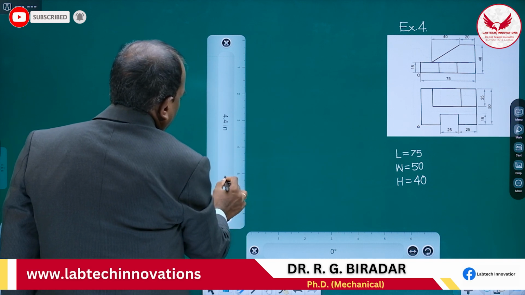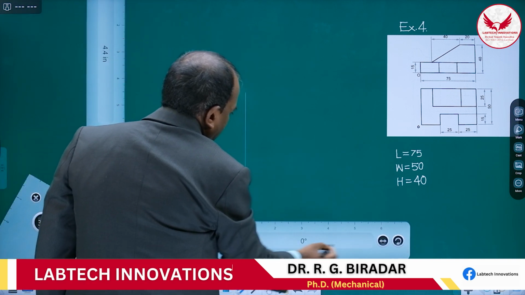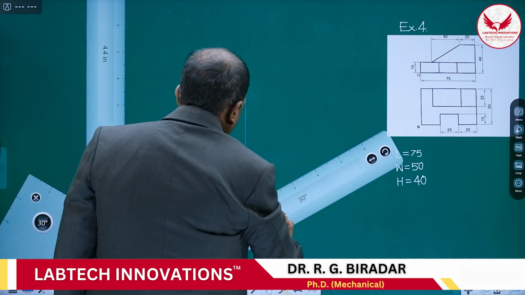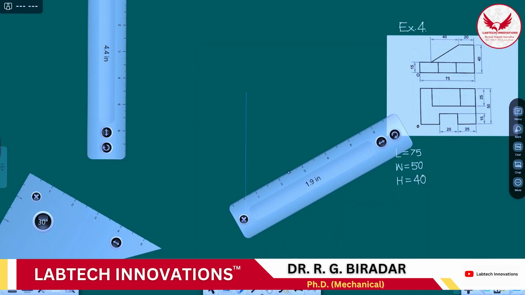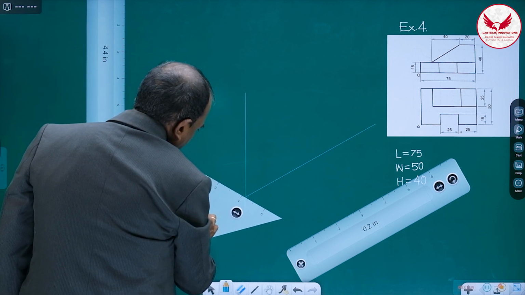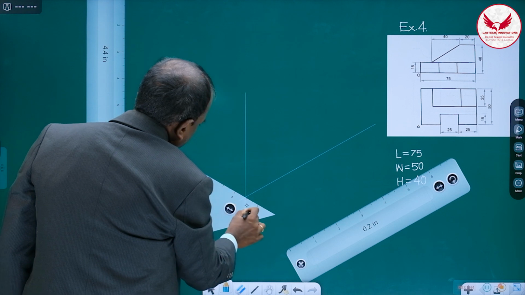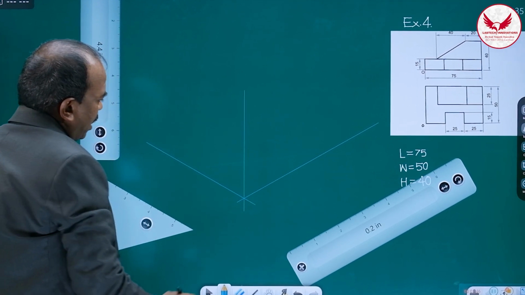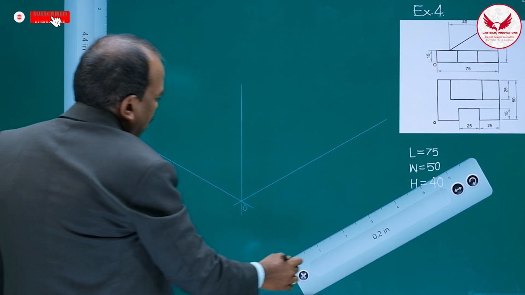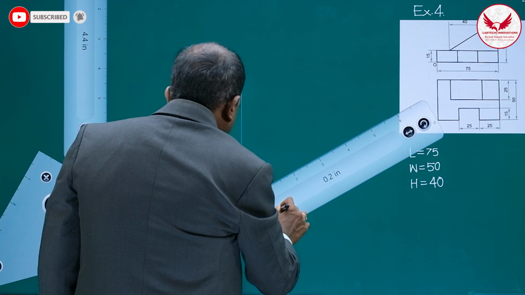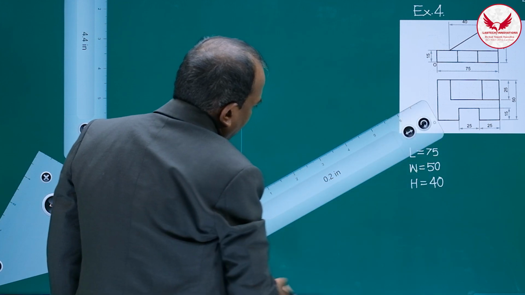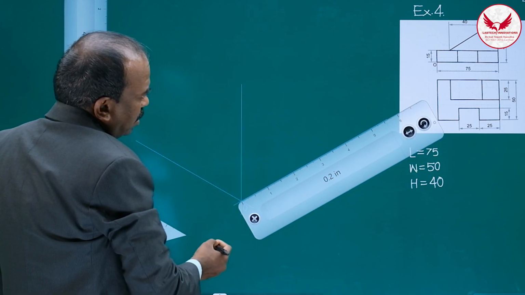For that, first draw the vertical line, then a line inclined at an angle of 30 degrees on the right hand side and a line inclined at an angle of 30 degrees on the left hand side, like this. Once we mark this, the intersection of these three axes is going to be the origin, and from this we mark all the dimensions. Origin is on the left hand side, length will be on the right, and that length is 75.